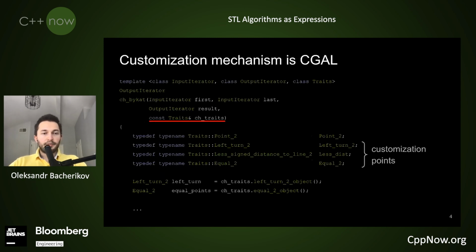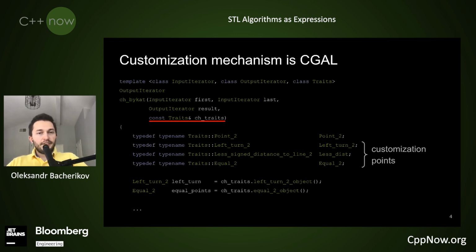So how is this problem solved in industry? Well, the best example that I found was in CGAL, which is unsurprisingly a computational geometry algorithms library. And in here, we're looking at an example of a two-dimensional convex hull algorithm. And as you see, after the iterators, it takes some traits class. And what we get from the single traits class are all the customization points that I highlighted. In this case, there are at least 3 operations for determining equality, left turn, and so on.